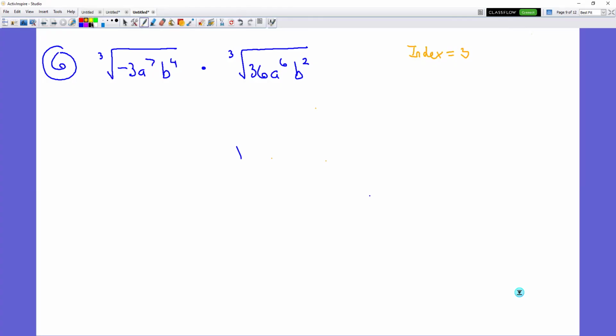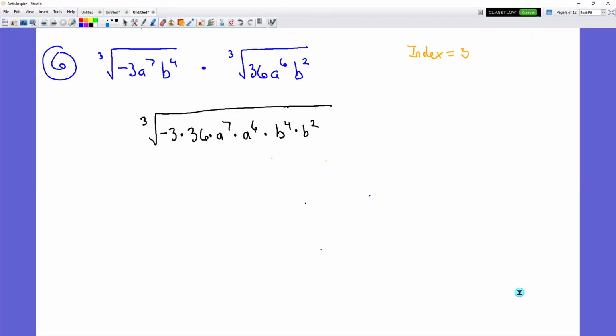So what we're going to do here is I'm just going to write the cube root, and I'm going to multiply -3 times 36. Then I also have a to the power 7 times a to the 6, and then times b to the power of 4 times b to the power 2. Now multiplying the numbers shouldn't be too much of an issue. We're just going to rewrite this now as the cube root of negative 108. That's what -3 times 36 is.